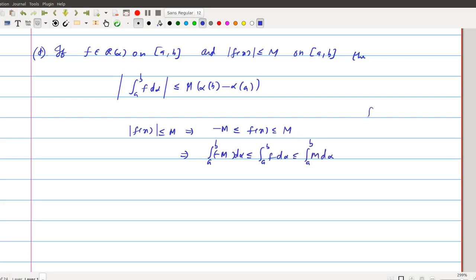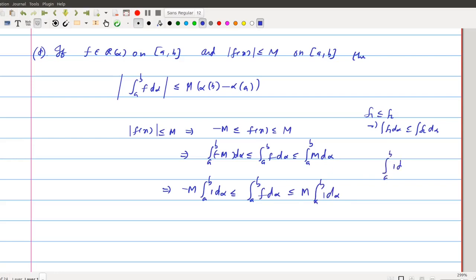Okay, we already proved in the second part that f1 less than or equal to f2 implies integral f1 d alpha is less than or equal to integral f2 d alpha. So we have this result, and we can take this minus M out. Integral a to b 1 d alpha less than or equal to integral a to b f d alpha less than or equal to M times integral a to b 1 d alpha again. But we know that integral a to b 1 d alpha, okay, so this is nothing but alpha of b minus alpha of a.